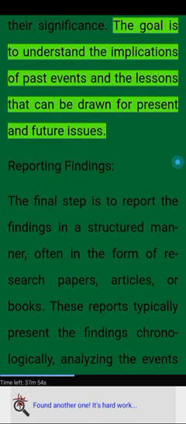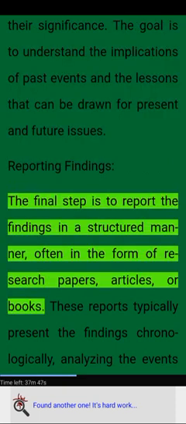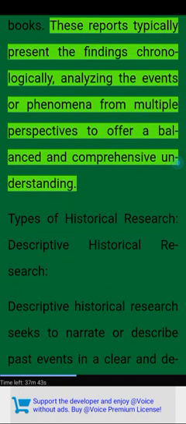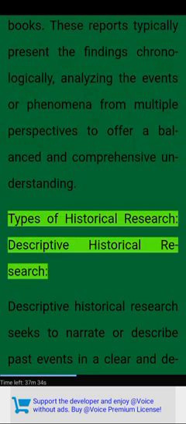The goal is to understand the implications of past events and the lessons that can be drawn for present and future issues. Reporting findings. The final step is to report the findings in a structured manner, often in the form of research papers, articles, or books. These reports typically present the findings chronologically, analyzing the events or phenomena from multiple perspectives to offer a balanced and comprehensive understanding. Types of historical research.